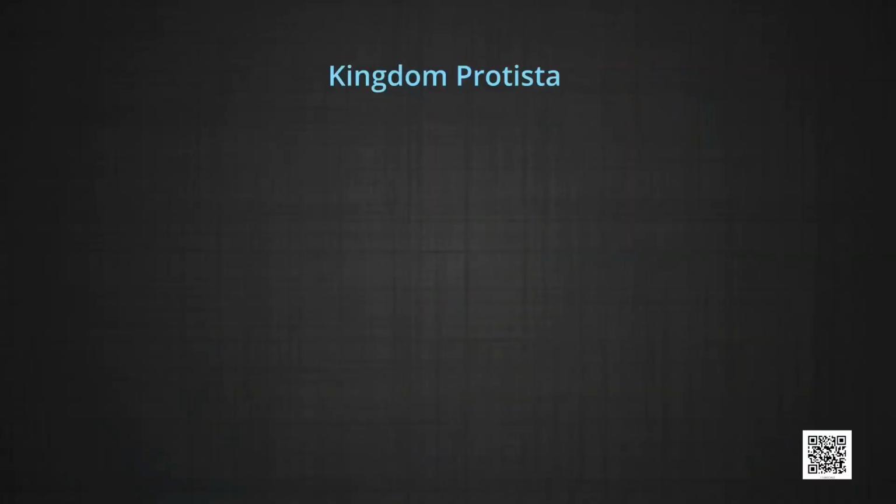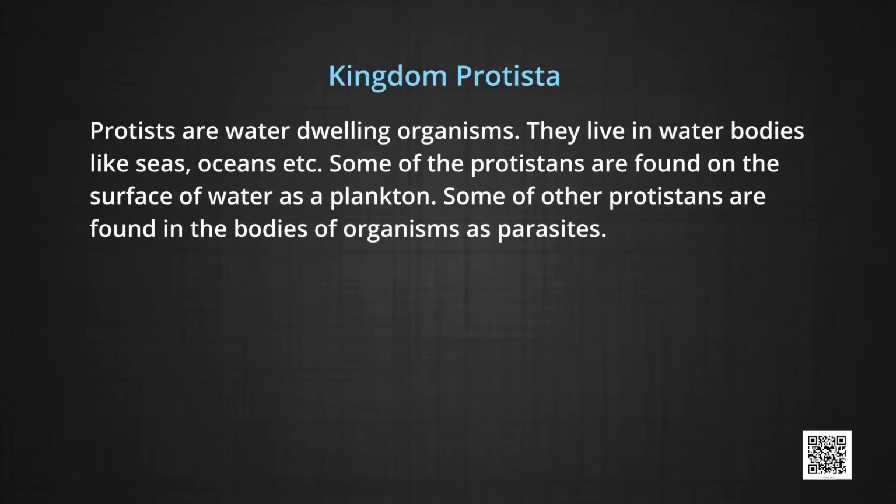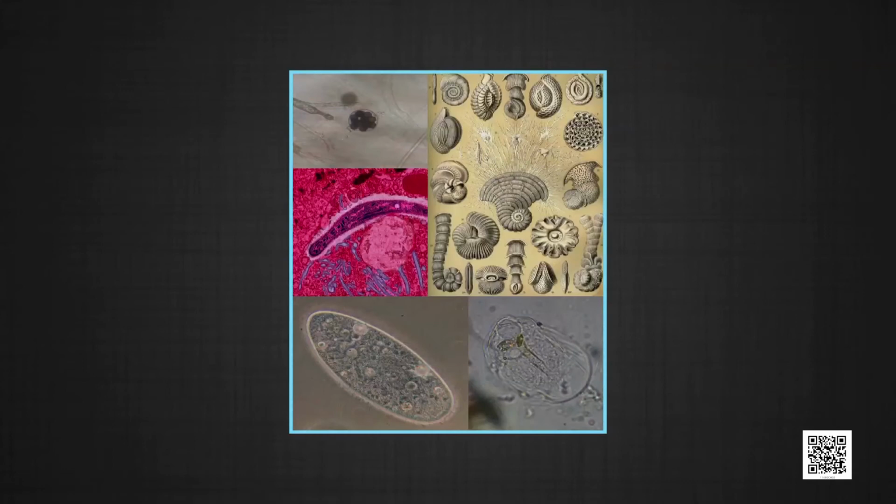Second kingdom, Protista. Protists are water-dwelling organisms. They live in water bodies like seas, oceans, etc. Some protistans are found on the surface of the water as plankton. Others are found in the bodies of organisms as parasites. Protists are single-celled, meaning unicellular, eukaryotic microorganisms and are known as ancestors of multicellular eukaryotic organisms.